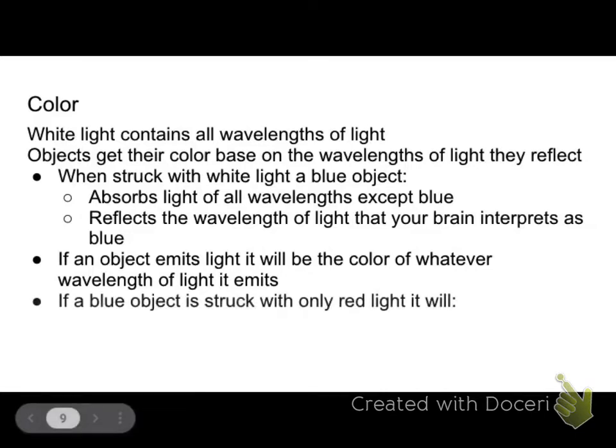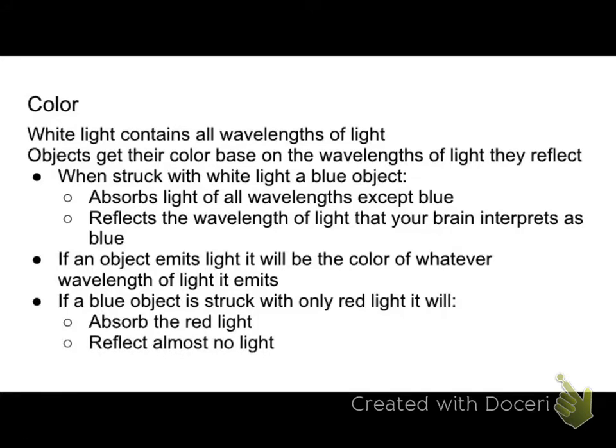But what happens if we have a blue object and we shine only red light on it? So imagine we turned all the lights off in this room, and I had a red light bulb in my flashlight, and I turned it on, and I shined it at this blue wall. We know already that this blue wall does not reflect red light, right? It's going to absorb that red light. And as a result, it's going to reflect almost no light. And when objects don't reflect light, our brain perceives them as black.